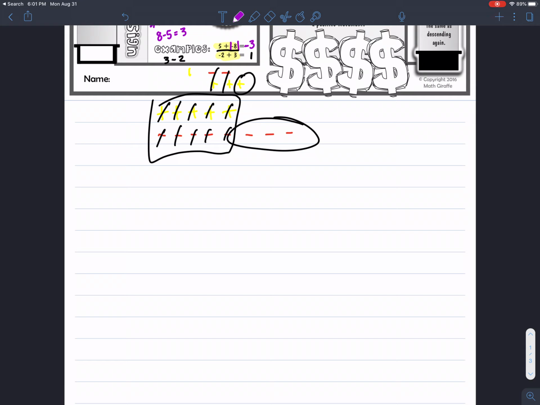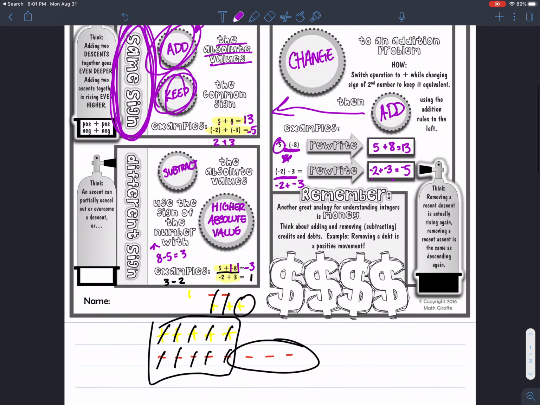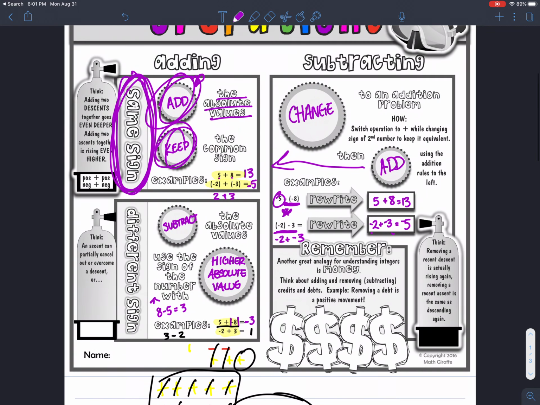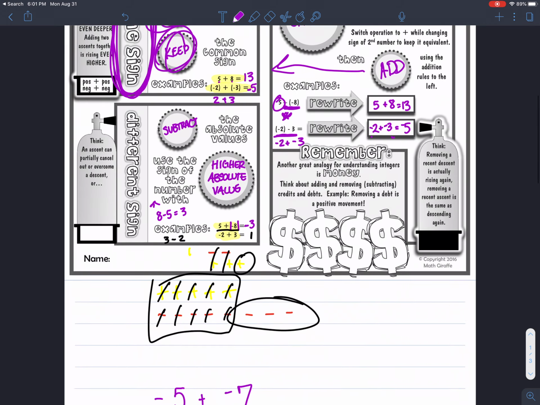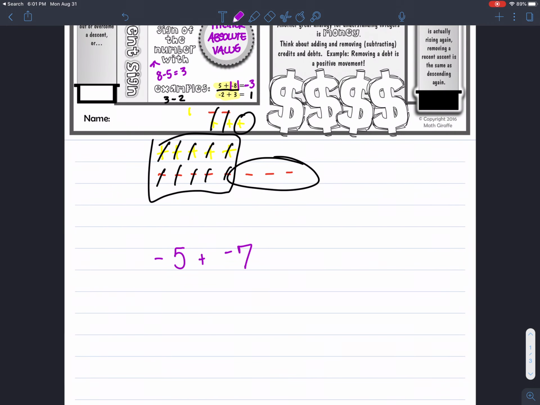So we have negative 5 plus a negative 7, okay? All right, both of these signs are the same, so if we look at our notes, if they're the same, we add and we keep the common sign. So same add, so 5 plus 7 is 12, and we're gonna keep the negative.